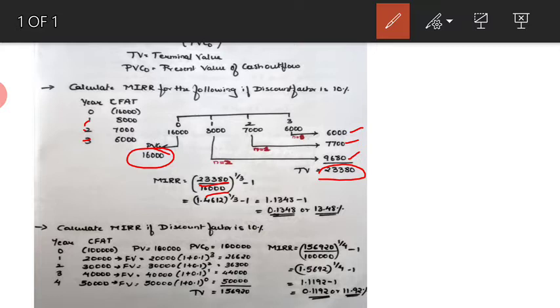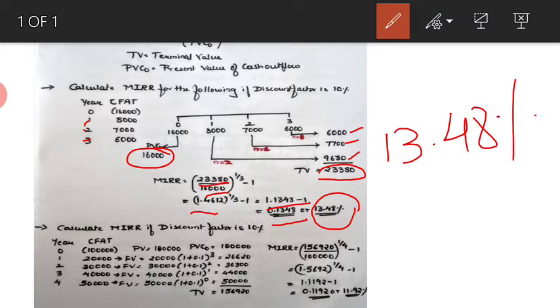23,380 divided by 16,000 gives you 1.4612, whole raised to 1 by 3, minus 1. Further, if you simplify, it is 1.1348 minus 1, which is 0.1348 or 13.48%. So the MIRR for this particular project would be 13.48%. Okay, I hope you're clear with the calculation of these future values and this present value.